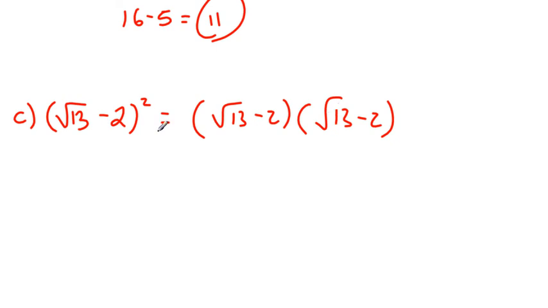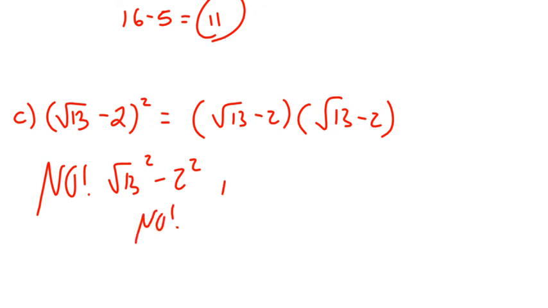The common error is this. Students would do this: radical 13 squared minus 2 squared. No! You don't do this right here. We have to remember that the exponent tells us to take the base and multiply it by itself this many times. So I'm taking the radical 13 minus 2 and multiplying it by itself twice. Make sure you don't do that.